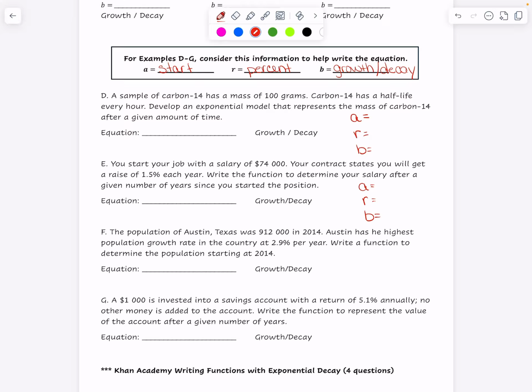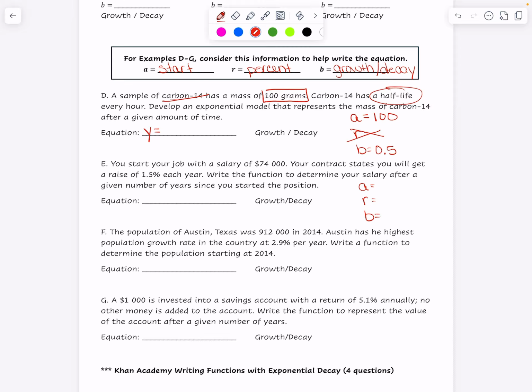So a sample of carbon-14 has a mass of 100 grams. 100 grams is what we start with. Carbon-14 is just the name. Okay. It has a half-life every hour. So half-life, that's when we know what B is. So B is 0.5. Okay. Develop an exponential model that represents the mass of carbon-14 after a given amount of time. So then for R, they didn't give us an R value, so we don't have to worry about R in this example. Now you have A and B. You should be good to go to write your equation.